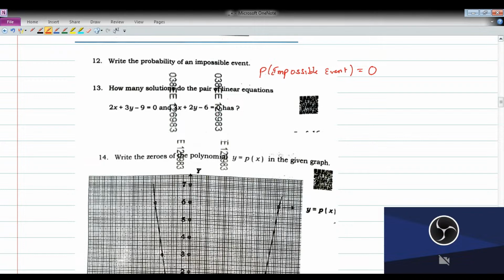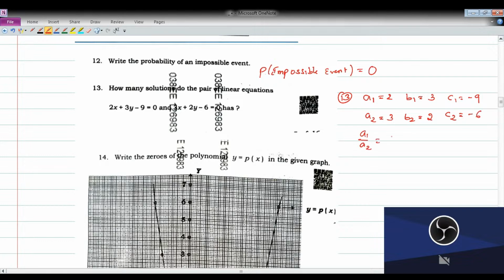How many solutions does the pair of linear equations have? A pair of linear equations is given for question number 13. The value of a1 is 2, b1 is 3, and c1 is -9. The value of a2 is 3, b2 is 2, and c2 is -6. So what is a1 by a2? a1 by a2 is equal to 2 by 3, and b1 by b2 is equal to 3 by 2. As these two are not equal, it has a unique solution. You can write either unique solution or only one solution. Either way is fine.